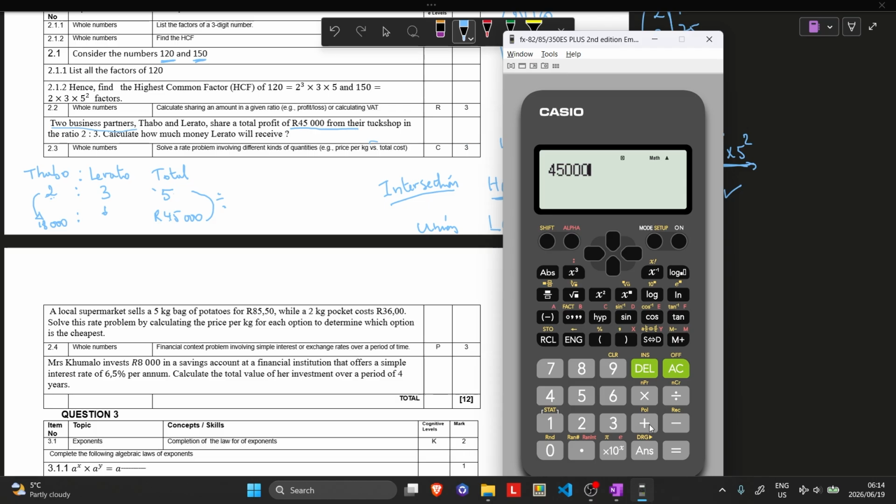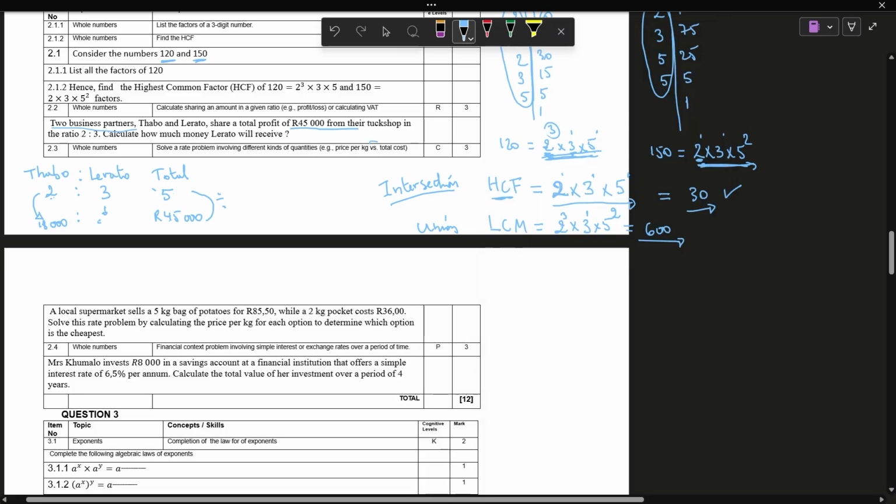So it's 45,000 divided by 5. And then I multiply by 3. So this is what should come here: 27,000. And these two, if you sum them up, it needs to give you back 45,000, right? So you can just verify if your calculation is okay. So that is it, guys.